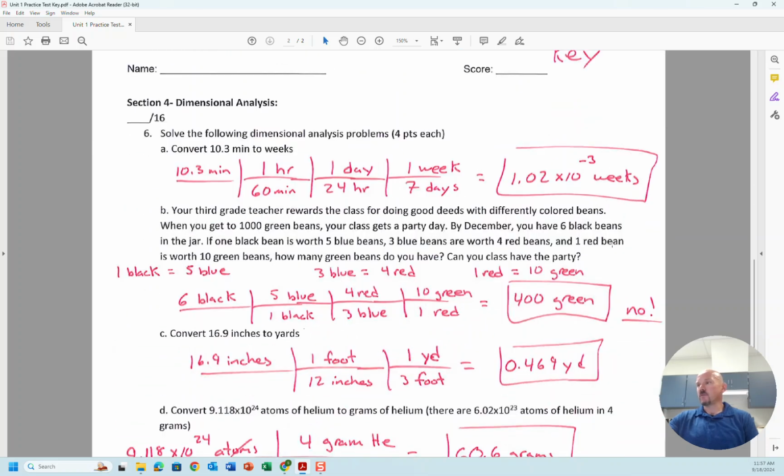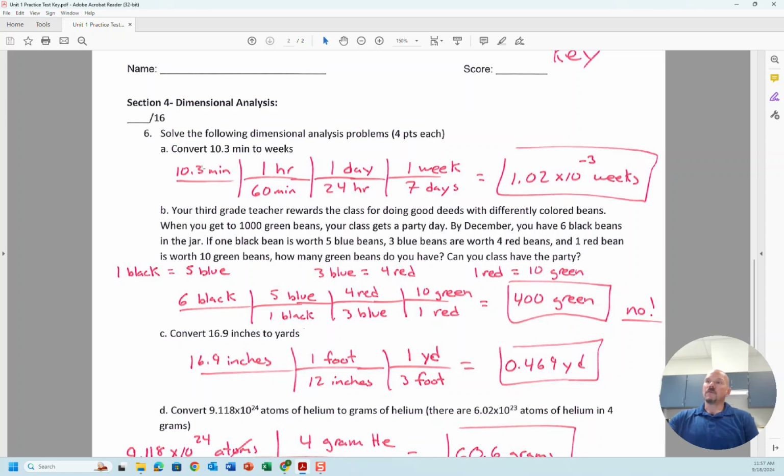So here in section 4, we got some dimensional analysis. Okay. So this would be the setup, and again, here we're converting minutes to weeks. So we have to know these equalities. But when we get to part B, you'll notice that we were given equalities to use. But you should know how many minutes are in an hour, how many hours are in a day, how many days are in a week.